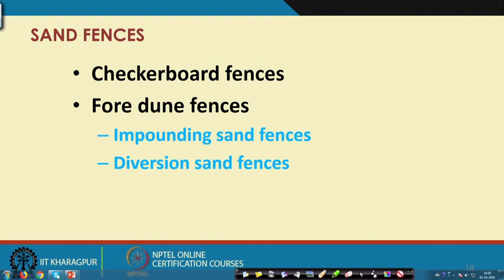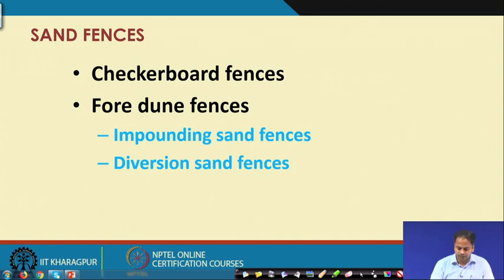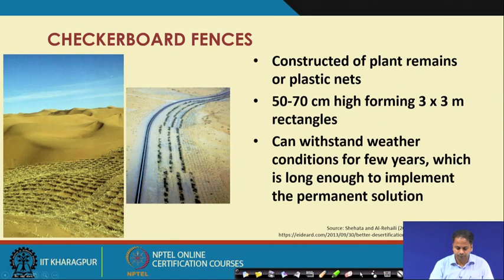So these sand fences can be checkerboard fences, or they can be foredune fences, and foredune fences can again be impounding type or diversion type sand fences. So this is a typical checkerboard fence. Here we can see a series of rectangles made up of plant residues or plastic nets. Okay. Here they are made up of plant residues.